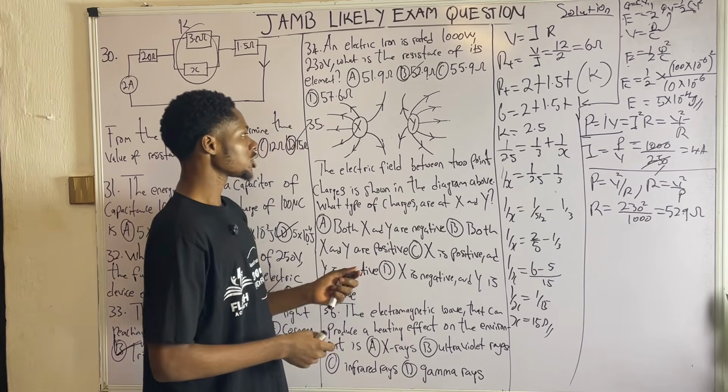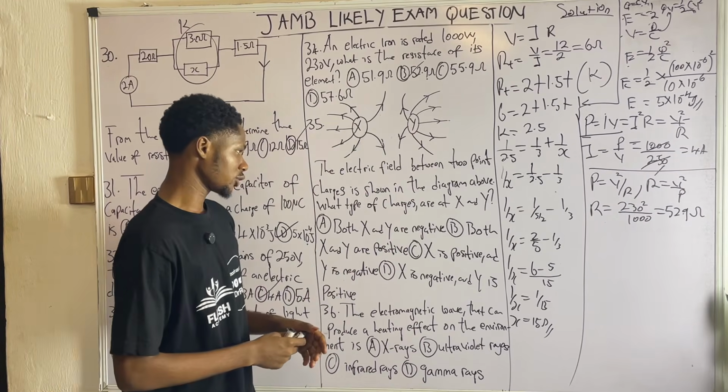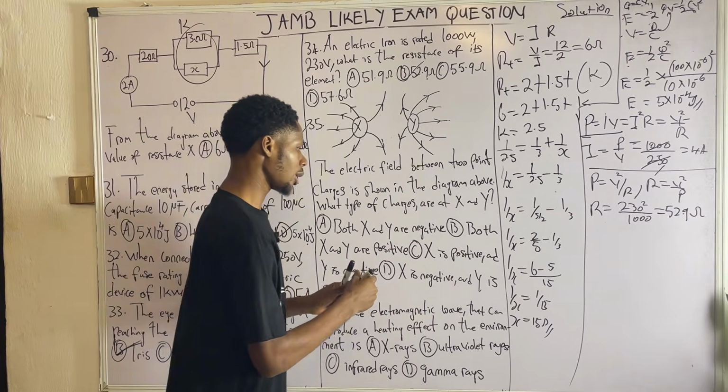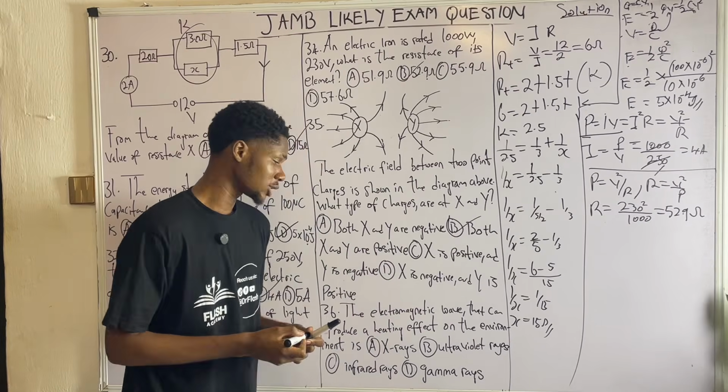Okay, that's what happens. This means X is positive, Y is positive. So which option has that? Both X and Y have to be positive. That's option B. These questions are even too easy.